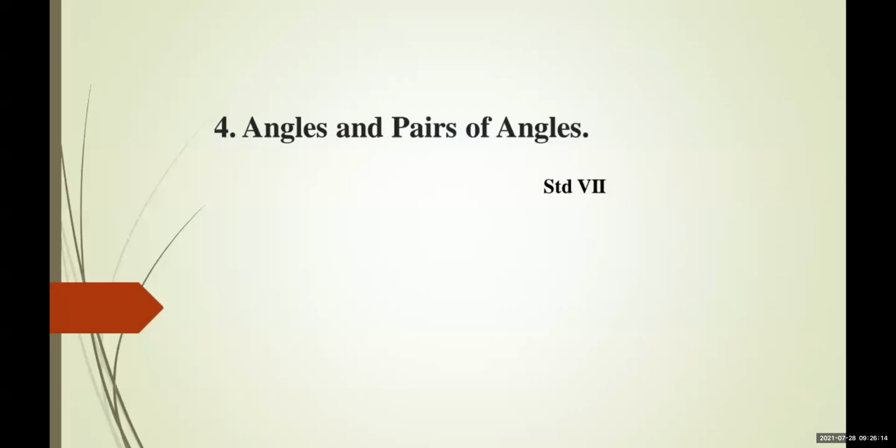Students, today we are going to start a new chapter, chapter number 4, angles and pairs of angles. In this we are going to learn interior angle, exterior angle, what is adjacent angle, what is complementary angle, and also supplementary angle. So step by step we will learn. First we are going to learn about the interior and the exterior of the angle. In our previous class we learned interior and exterior point. Today we are going to learn interior and exterior of an angle.